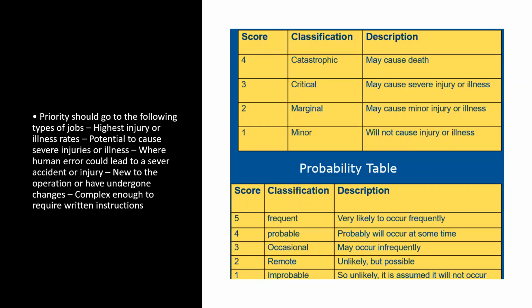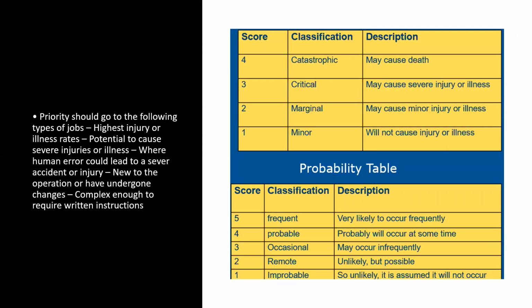And we want to focus on high risk, obviously, not low risk. We want to make what they're doing effective. So first we're going to look at severity. You're going to score your hazards 1 to 4. 1 is minor, will not cause injury or illness. Well, we don't need to focus on that then. That's a waste of time. We need to work our way up.